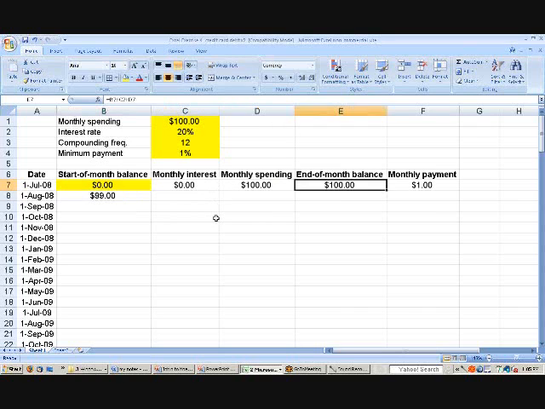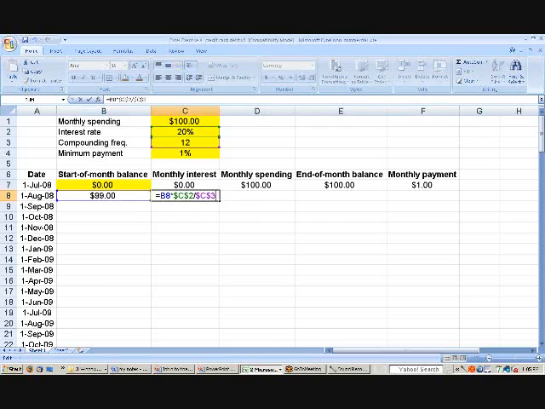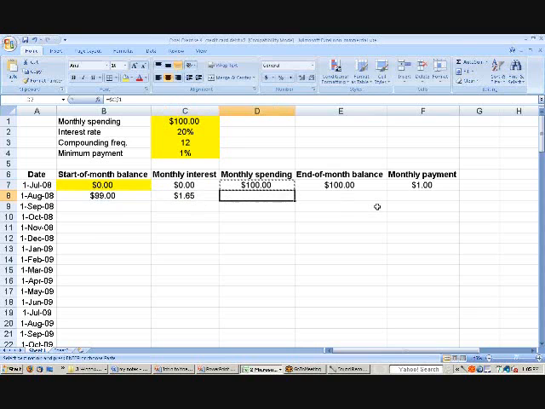And now we should be able to copy the rest of these formulas down, starting with interest. Our interest in August is going to be $99, B8, times the interest rate, which is 20%, C2, divided by the compounding frequency, which is 12, C3. And we see that in August, we are going to accrue interest of $1.65. Our monthly spending is fixed at 100, which is C1.